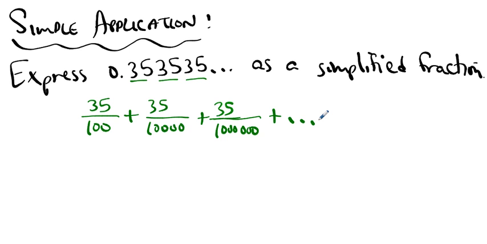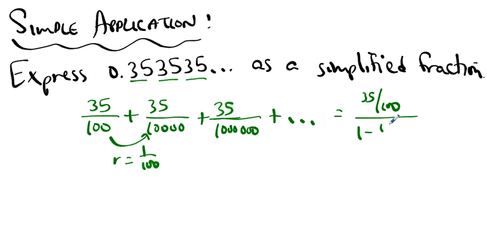This is a geometric series. This geometric series has a common ratio of 1 over 100, and that has an absolute value less than 1. So that is first term over 1 minus r, and that happens to be 35 over 99. I can express an infinite series as a simplified fraction.